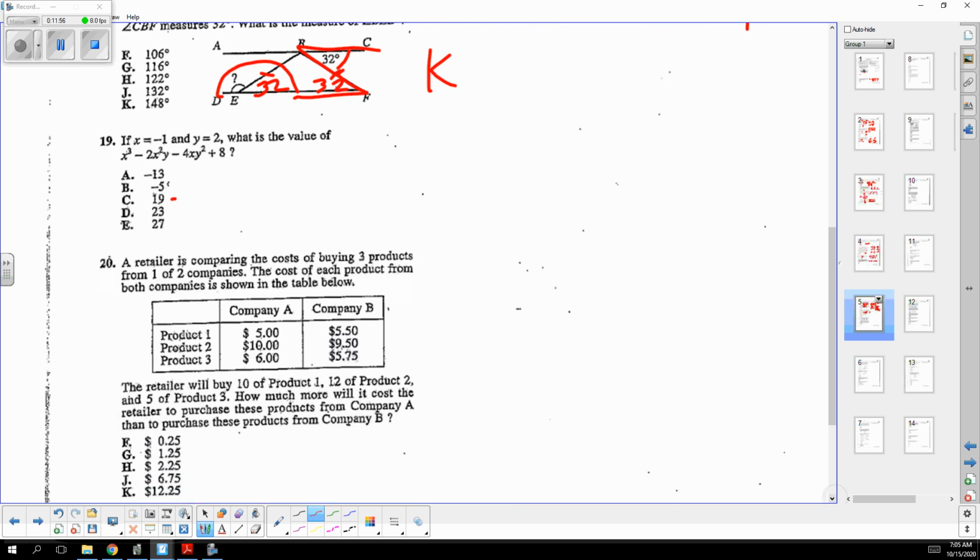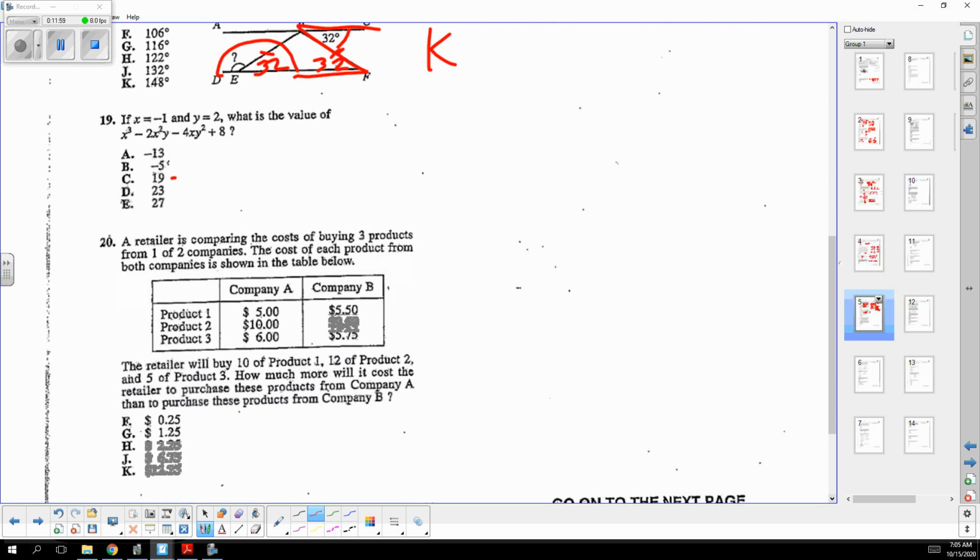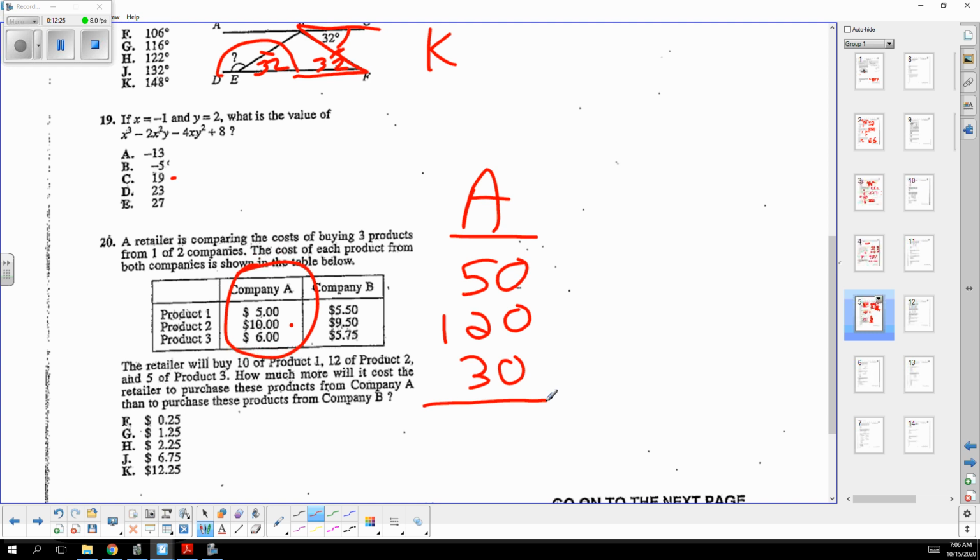We are buying 10 of product 1. And so you got to do each cost. So 10 ones is 10 times 5 is 50. This is company A. 12 of product 2. So that's 10 times 12. And 5 of product 3 is 30. And that ends up spending a whopping $200.